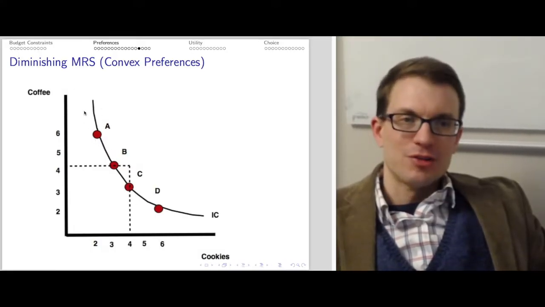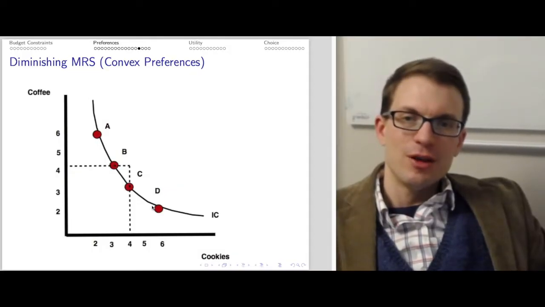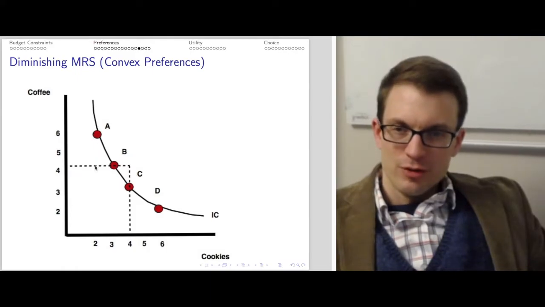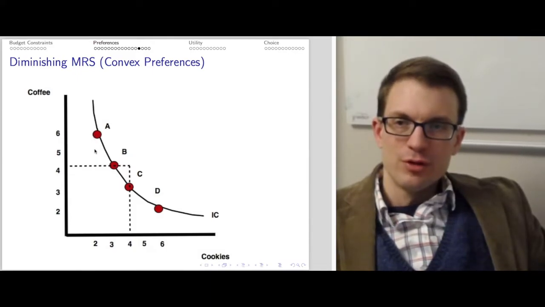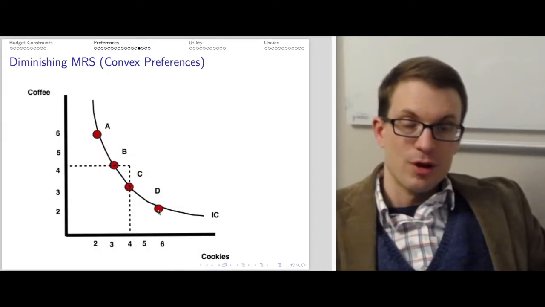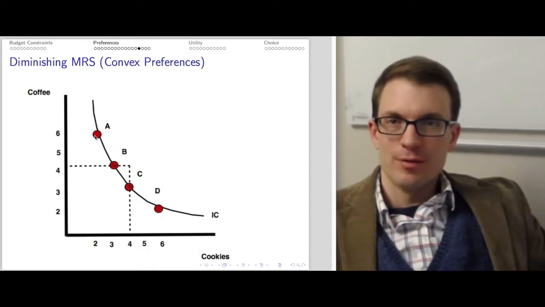So what's the important concept here? Well, look, the slope changes going from A to B to C to D, right? If I'm at point A and I go to point B, I have to give up two coffees to get an additional cookie. But if I'm down here and I want to go from C to D, I give up one coffee to get two cookies, right? So the amount that I'm willing to give up changes depending on my current consumption, right?